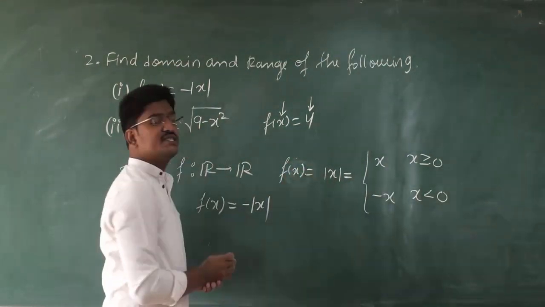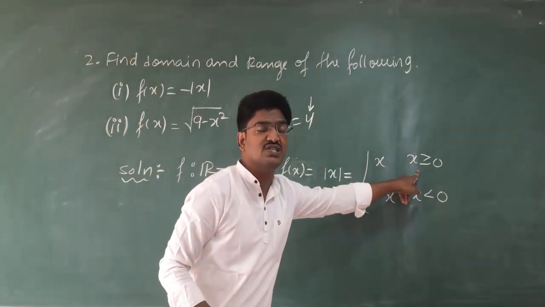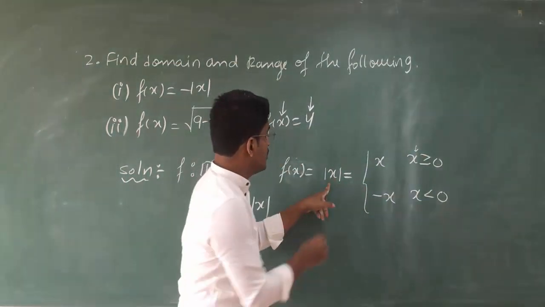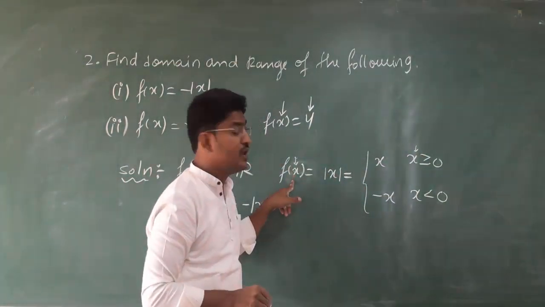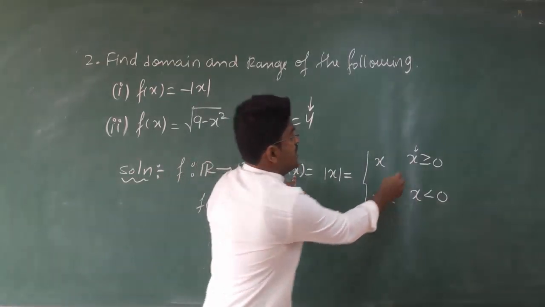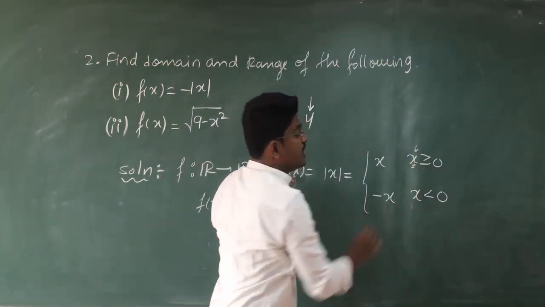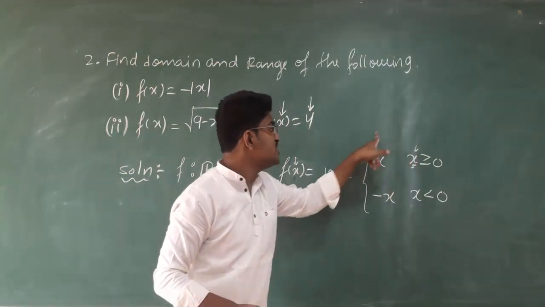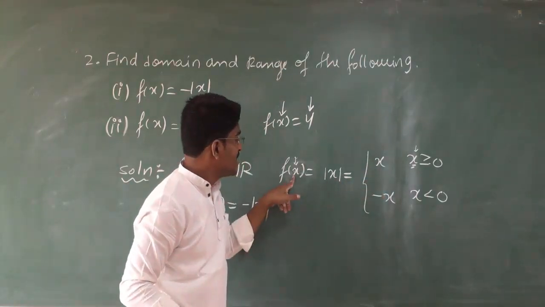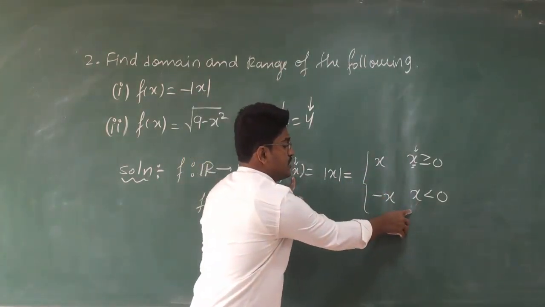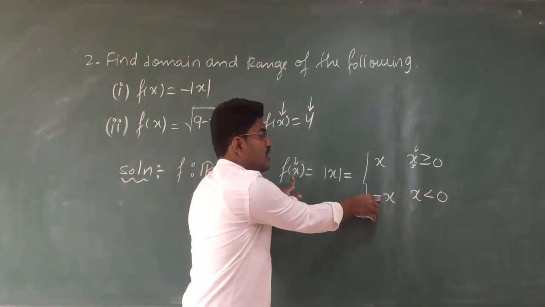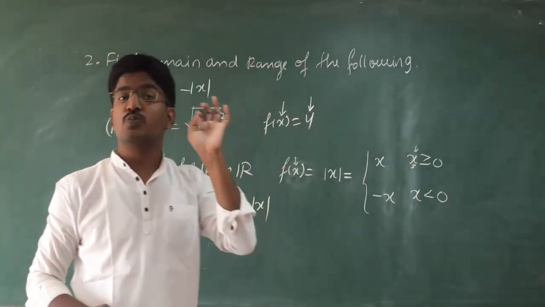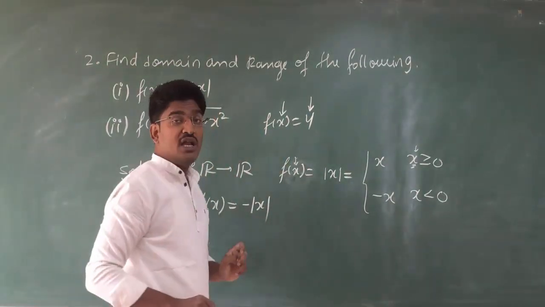So f of x equal to mod x is written as x whenever x is greater than or equal to 0. That is the value of domain. Whenever x is lesser than 0, that indicates this interval, and the output is going to be minus x. Whenever x is negative, negative into negative will be positive. So in both cases, it retains its positive sign.